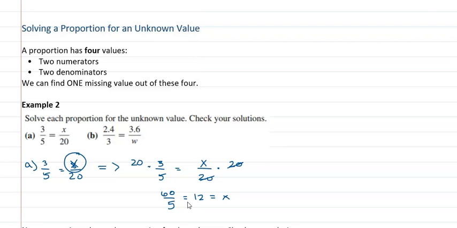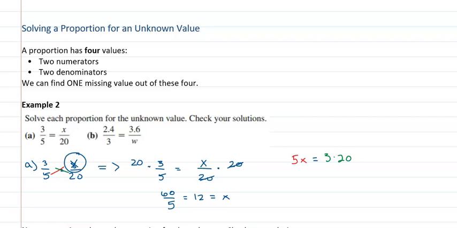Okay, so you can also do this by cross multiplication. In which case I would have said, all right, these two are going to multiply and these two are going to multiply. I'm just going to show you this a couple of times so that you can see that you're really doing the same thing. So we've got the green one, the red one is going to be 5 times x, and the green one is going to be 3 times 20.